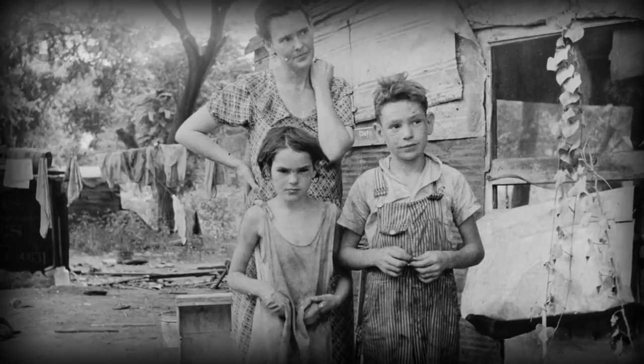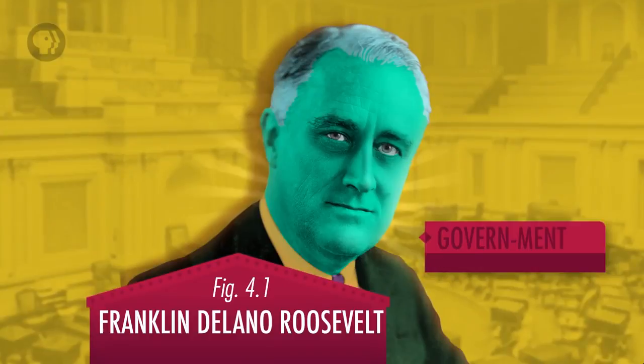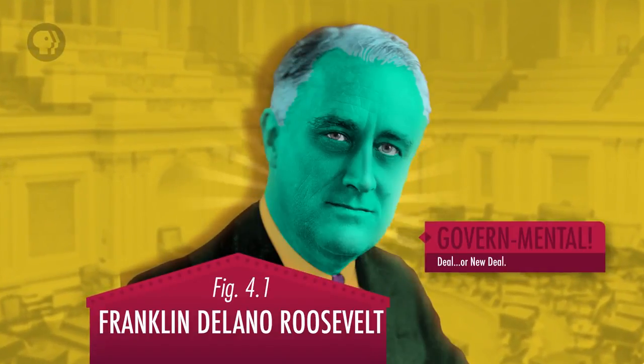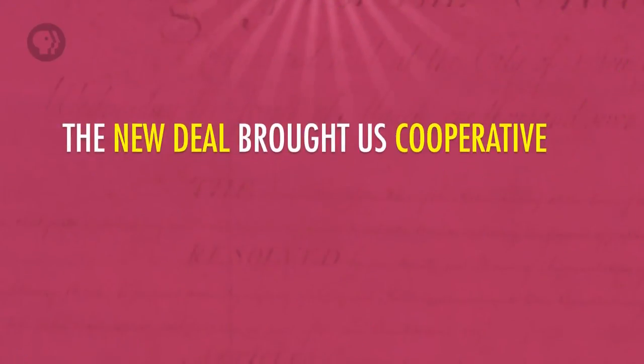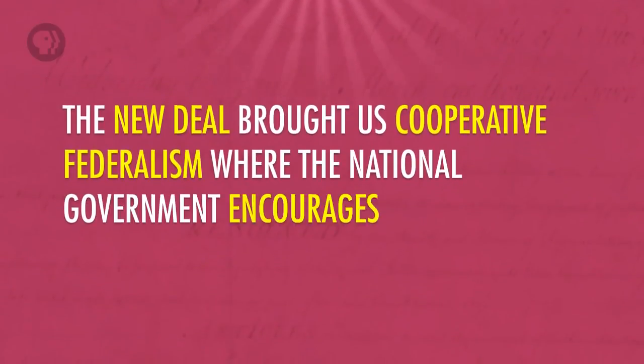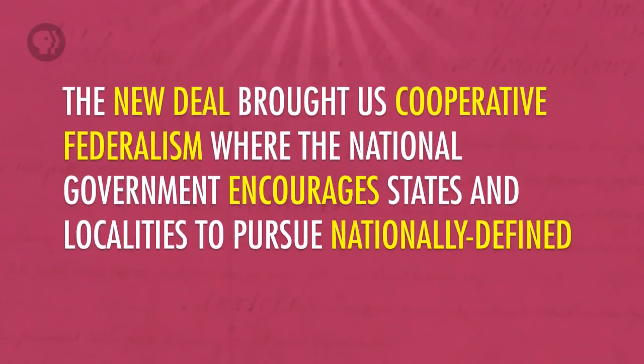Then the Great Depression happened, and Franklin Roosevelt and Congress enacted the New Deal, which changed the role of the federal government in a big way. The New Deal brought us cooperative federalism, where the national government encourages states and localities to pursue nationally defined goals. The main way that the federal government does this is through dollar bills, y'all. Money is what I'm saying.